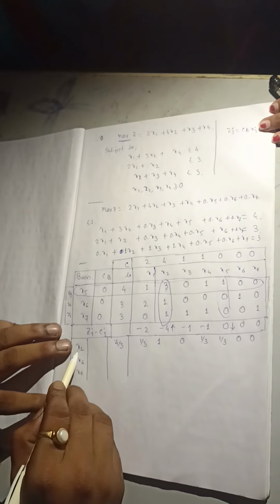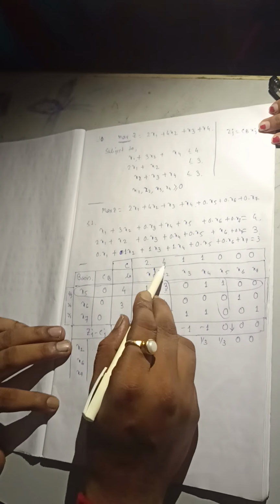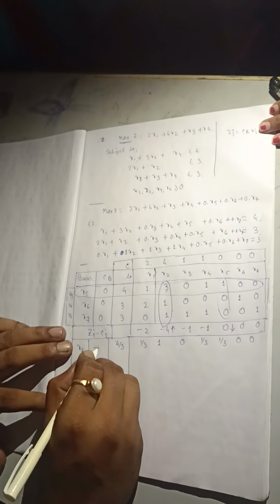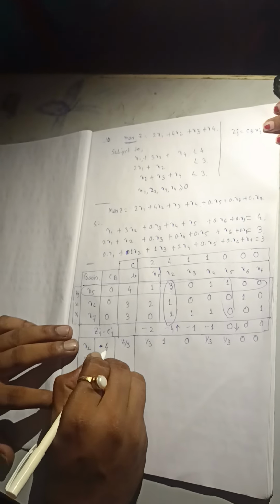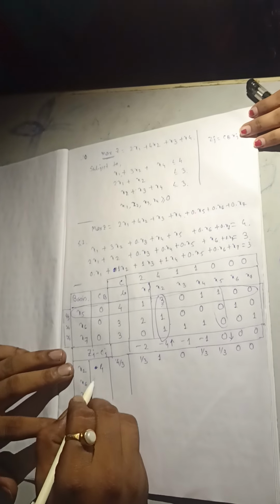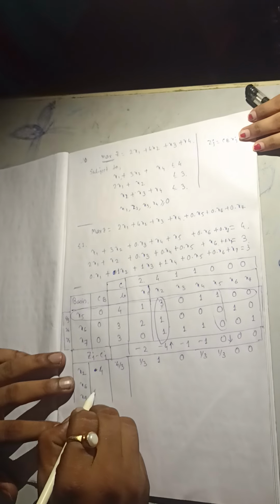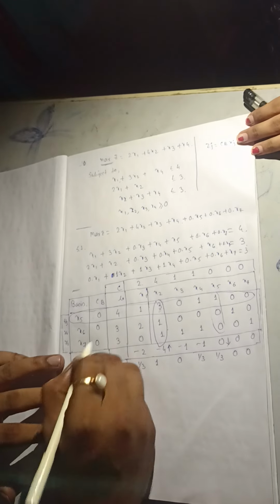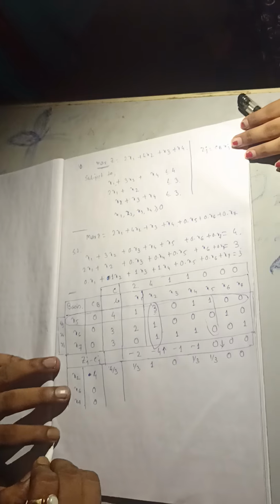So corresponding to the x2, the basis variable value is 4. So simply 4 must be written over there. Okay. And in these two cases, if you look at x6 and x7, both of them are 0, 0.